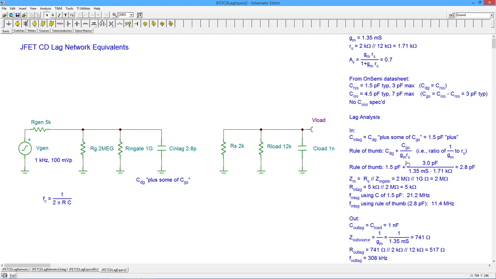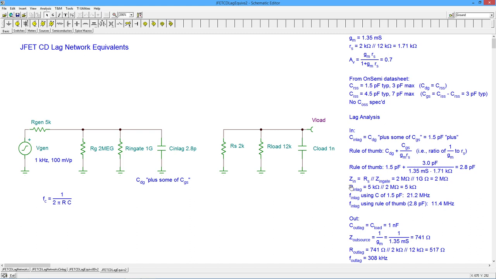So the part of CGS, the rule of thumb I use, is CGS divided by the quantity GMRS. Where does this come from? Basically, it's the ratio of 1 over GM to RS. So the total capacitance is going to be CDG plus this piece, CGS divided by GMRS, which in our case, the GM is 1.35 millisiemens, and RS is 1.7K. When you apply that, we get a total of 2.8 picofarads. So this piece comes out to 1.3 pico.